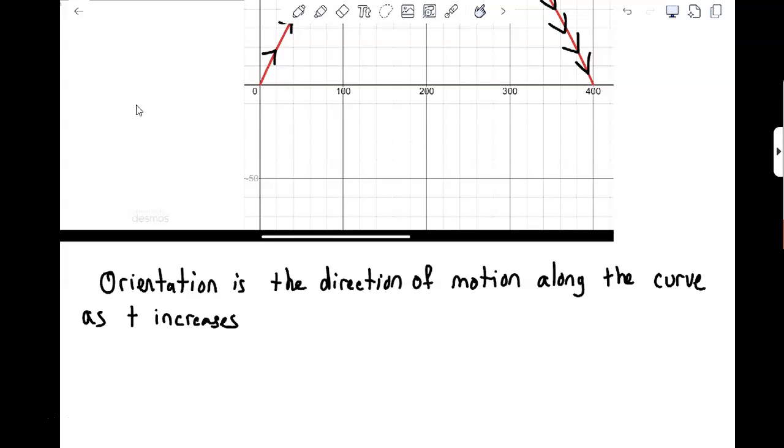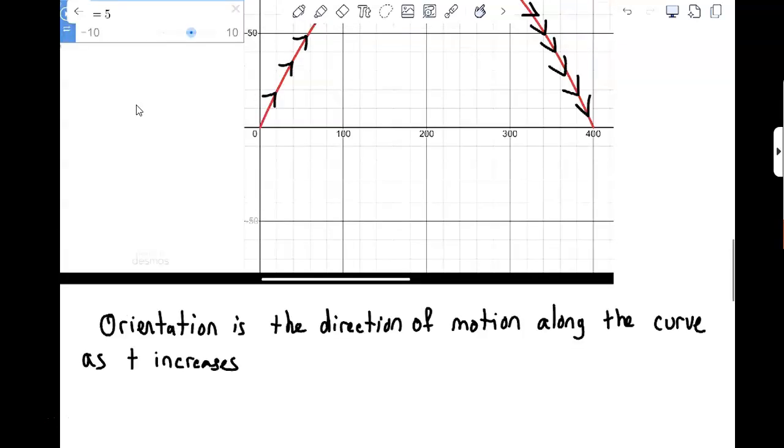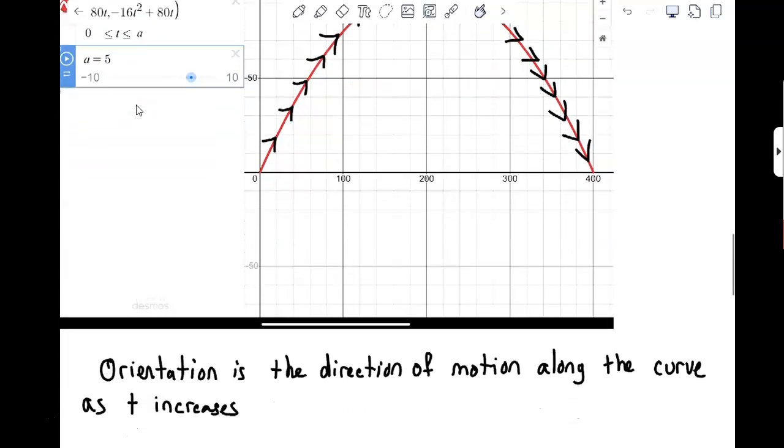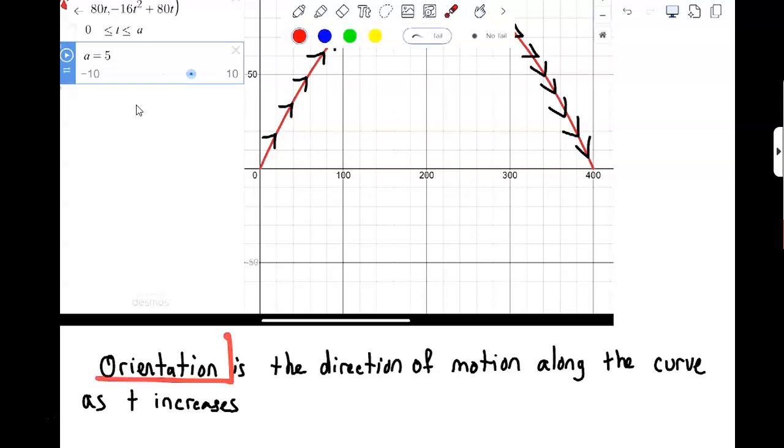Okay, so that is an example of a real situation where we actually do need parametric equations. And it also introduces the idea of a graph of a parametric equation with this feature of the direction of motion called the orientation.